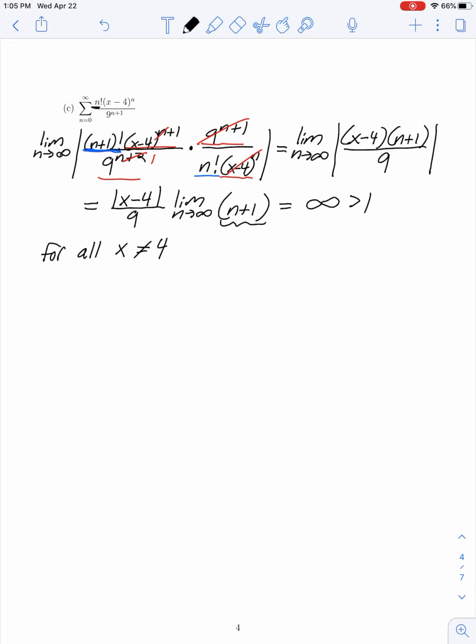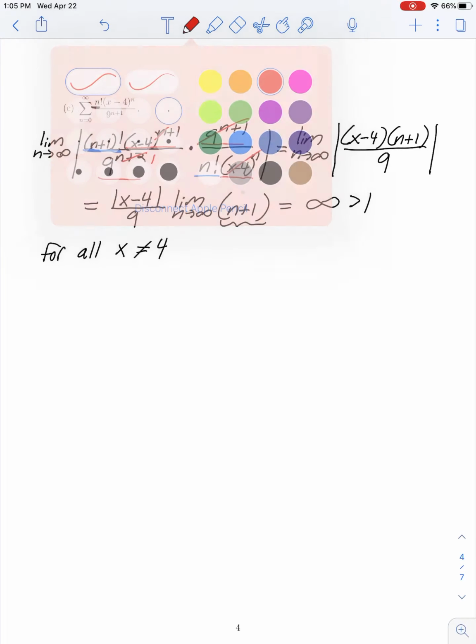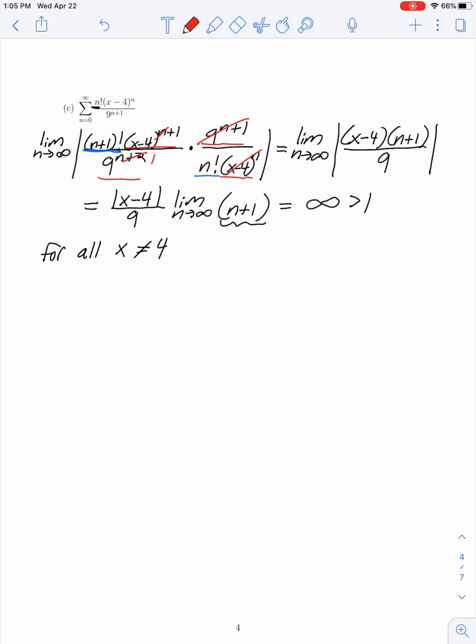So what is this x not equal to 4 business about? Well, in the event that x is equal to 4, this term in our power series, x minus 4 to the nth, would be equal to 0. So we would be summing 0 infinitely many times, and we would have convergence in that case. So we find, using the ratio test, that the limit of this quotient is infinite, which is greater than 1, for every value of x except 4.